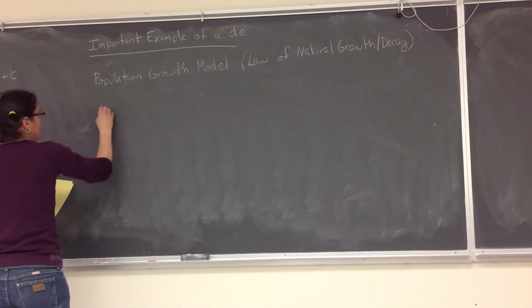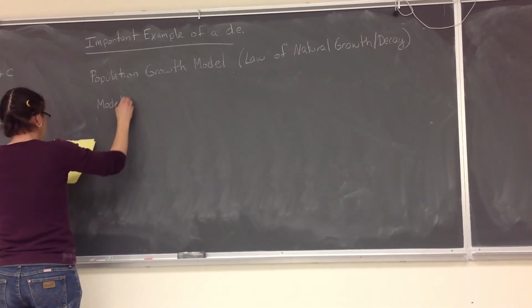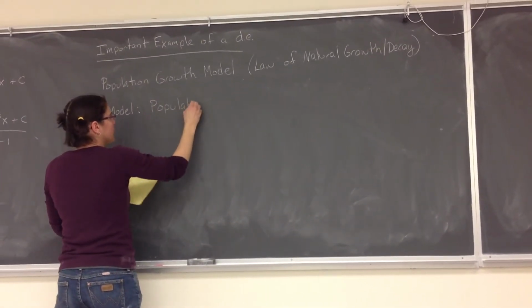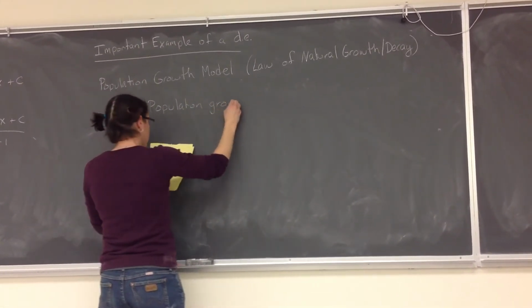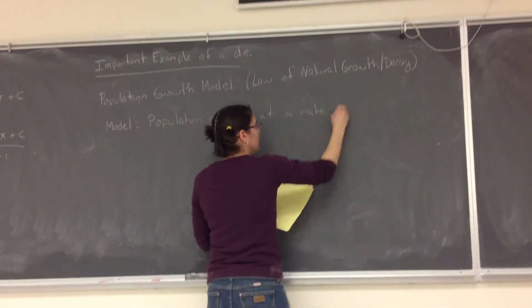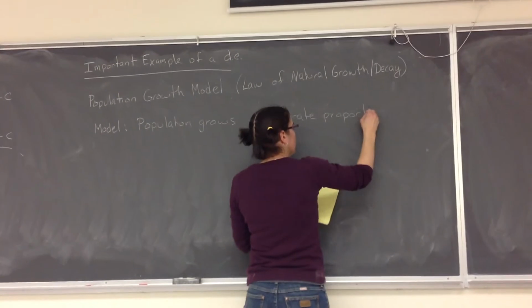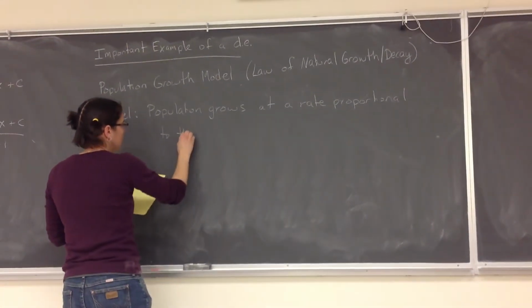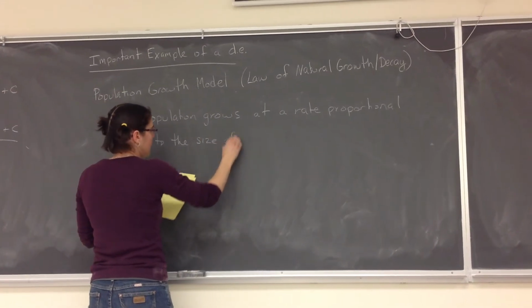All right, so here's how the model works. The idea is that population grows at a rate proportional to the size of the population.